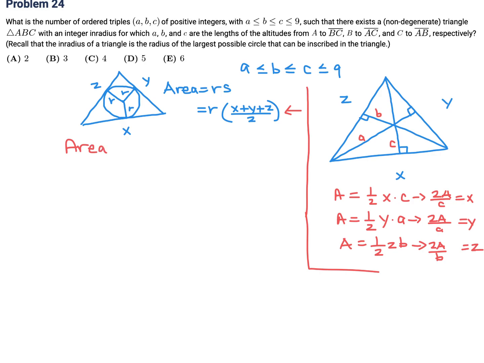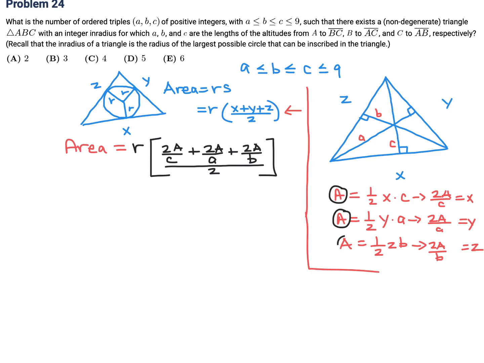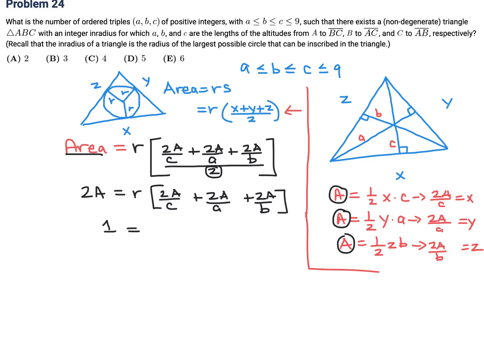So that means the area can be written as r, which is the radius, times x, which is 2A over c, plus y, which is 2A over a, plus z, which is 2A over b. And don't forget that 2 there. And the A is the area, right? These A's. So this A is also A. So if I multiply through by 2, this 2 comes out here, and then we're just left with 2A over c plus 2A over a plus 2A over b. And then you can divide through by 2A, and then you just get 1 over r is equal to 1 over c plus 1 over a plus 1 over b. And that basically helps us solve this question.